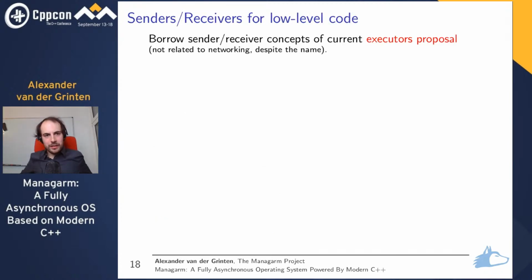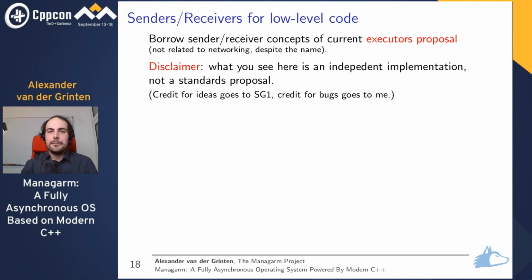And what we do in our OS is we borrow stuff from the executors proposal. We borrow senders and receivers. These are concepts, and I'll give a brief overview on the next two slides. They are not related to networking despite the name, so please don't be confused about that.